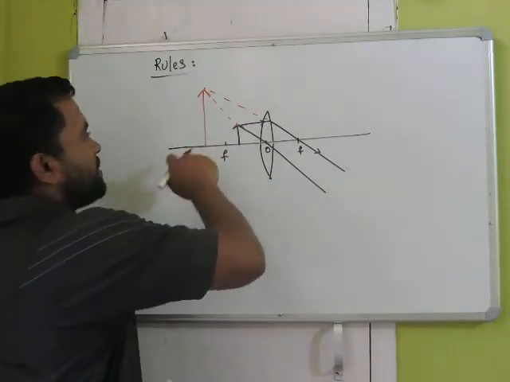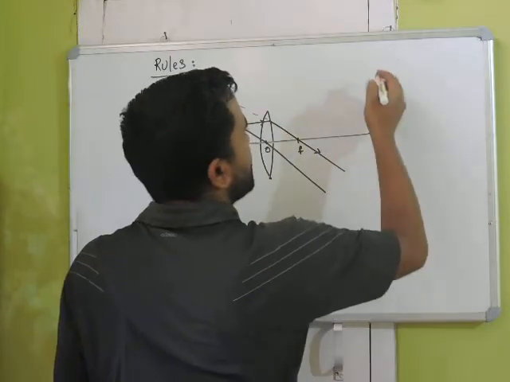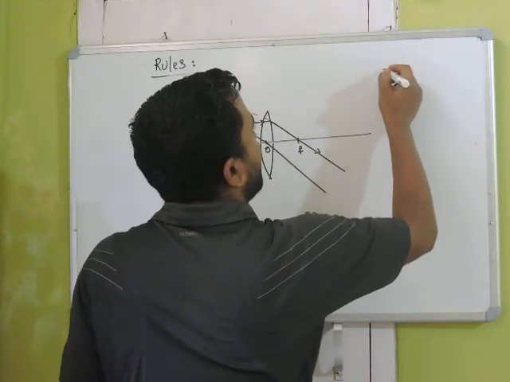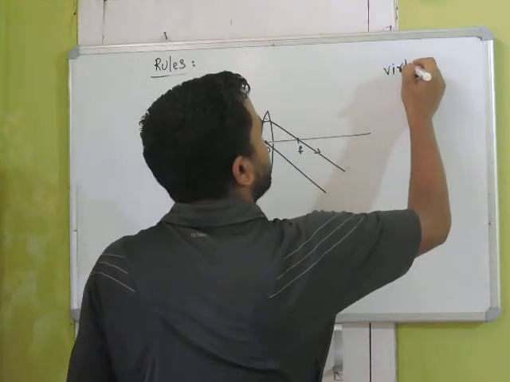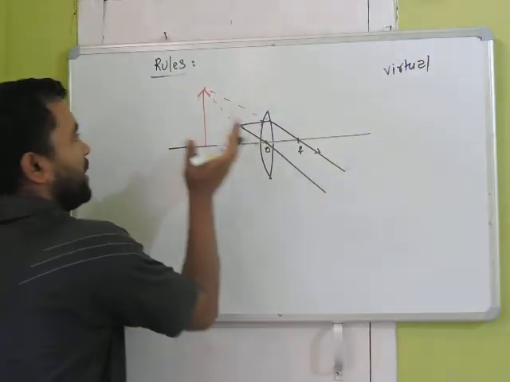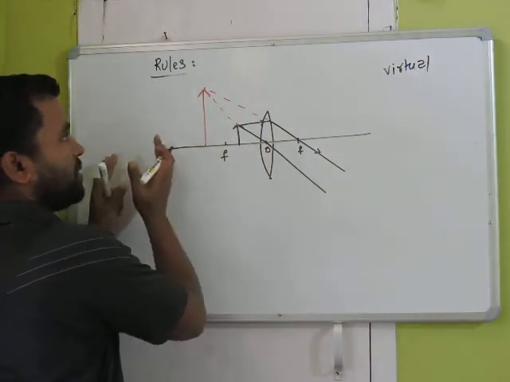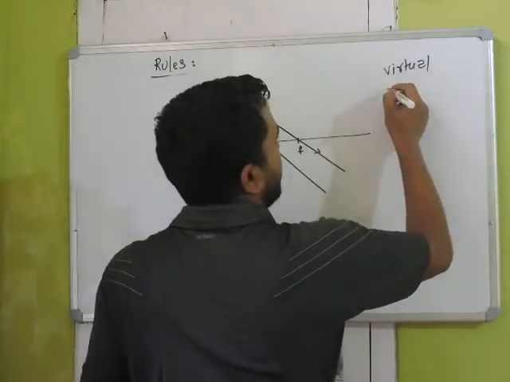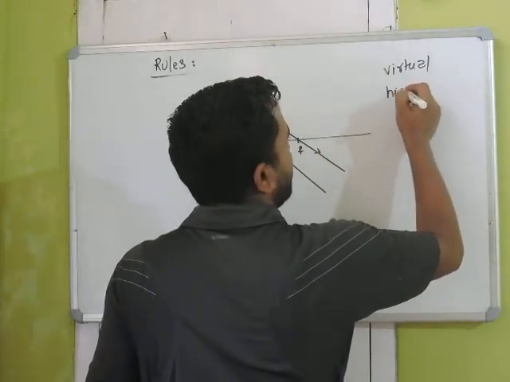Now this image, as you can see, this image is virtual because it is obtained on this side. All the image obtained on this side will be virtual, and it is highly magnified.